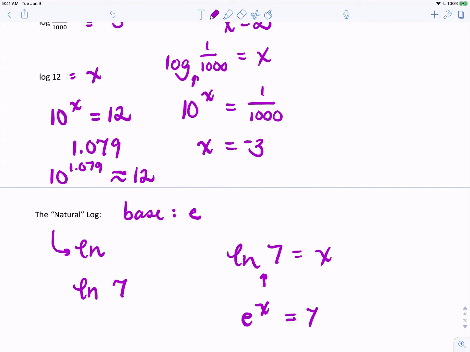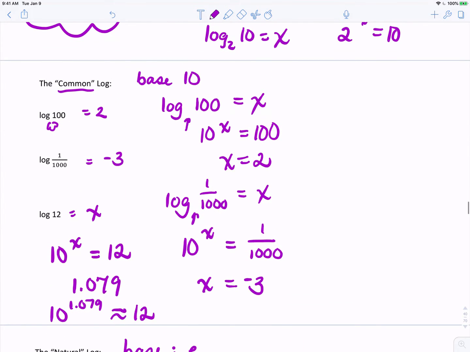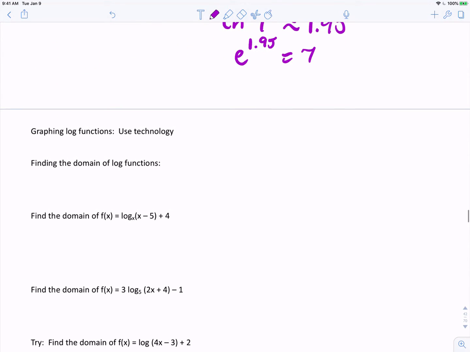When you type in natural log of 7 on your calculator, and your calculator says it's about equal to 1.95, what we're being told is if you took the Euler constant e and raised it to the 1.95 power, you get a number very close to 7. So your calculator does two types of logs, common logs, base 10, and natural logs, base e. Again, if you wanted to graph the log function, we would always use technology.